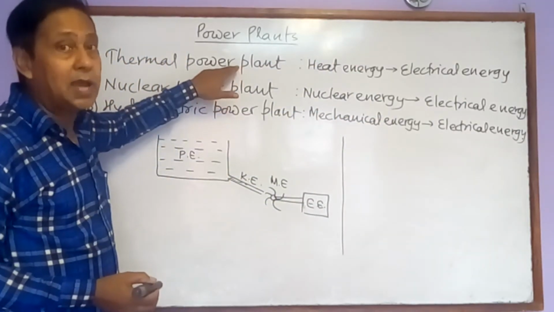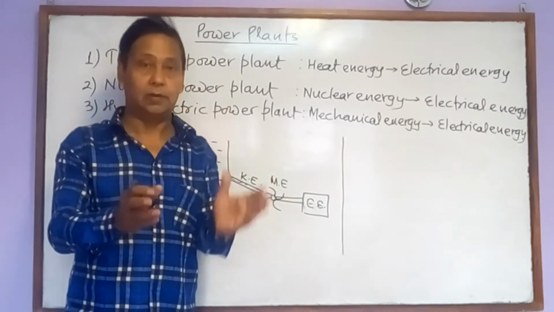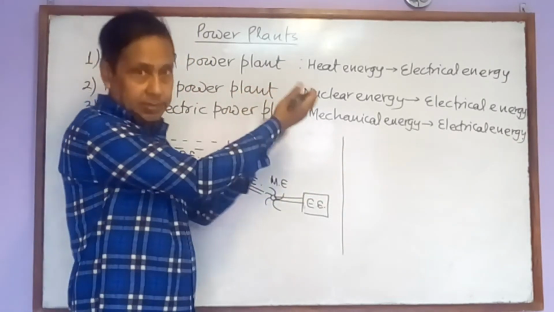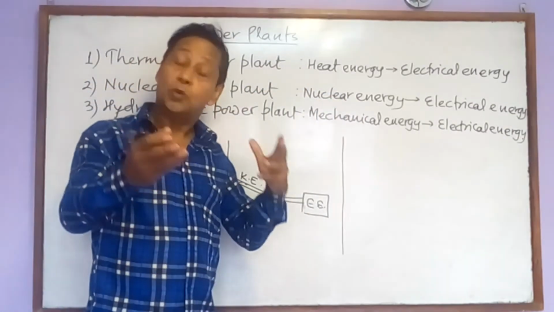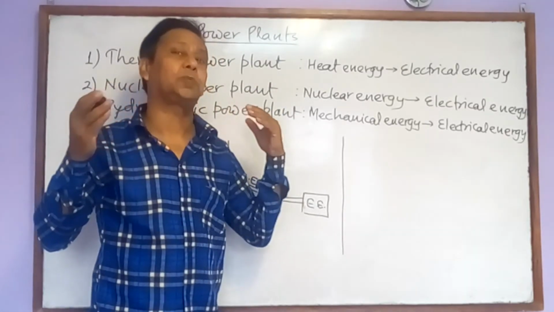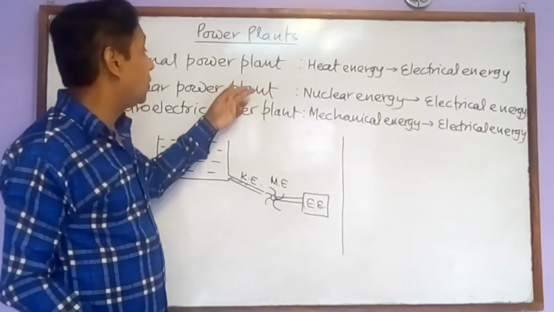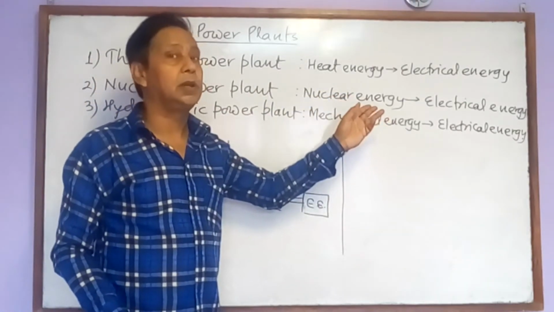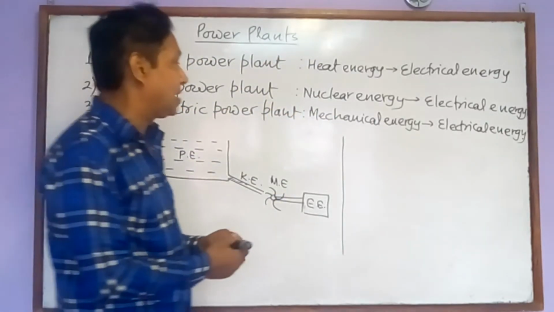This thermal power plant requires certain fuel. Every day we have to burn fuel. Hundreds of tons of fuel are required to run it. And on another side, in nuclear power plant, uranium is required. And uranium is a very expensive metal, expensive substance. That's why we cannot afford this. I mean to say, a developing country cannot afford a nuclear power plant. Both of them are expensive, but hydroelectric power plant is very cheap.